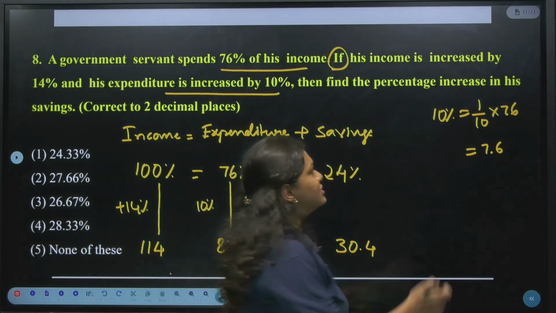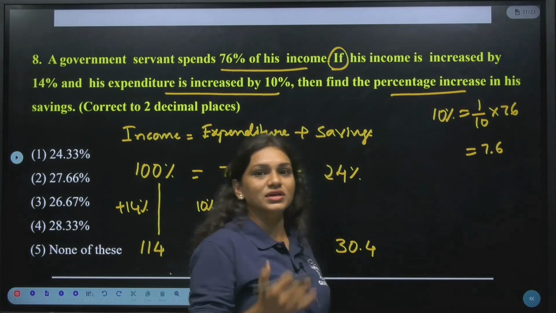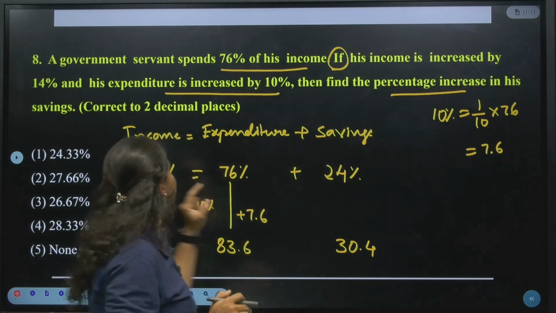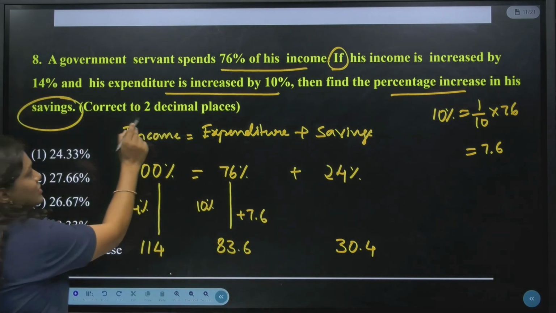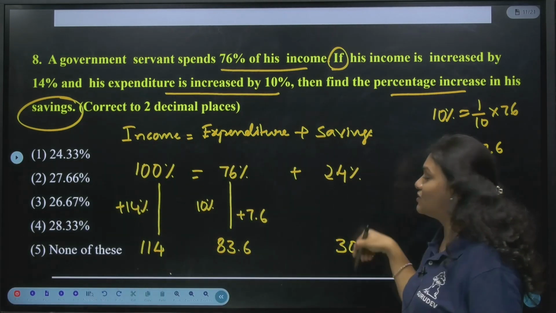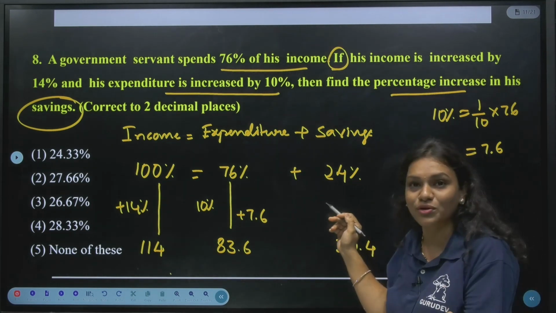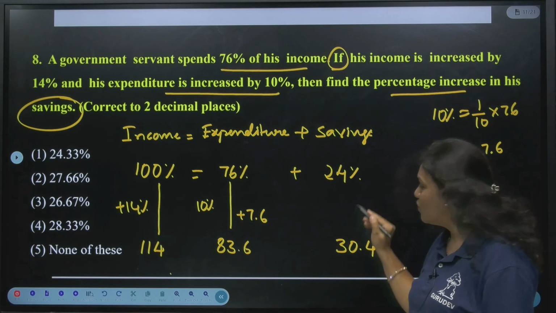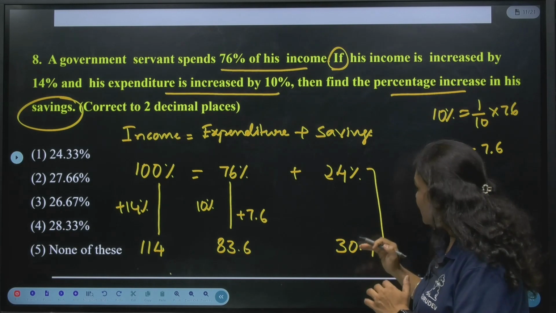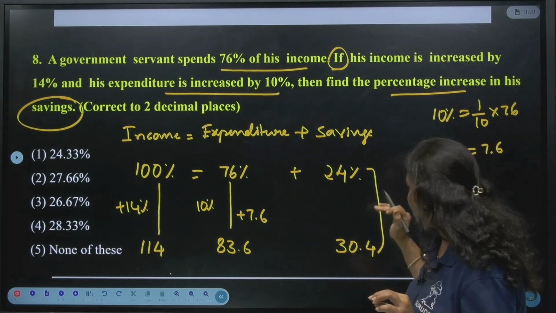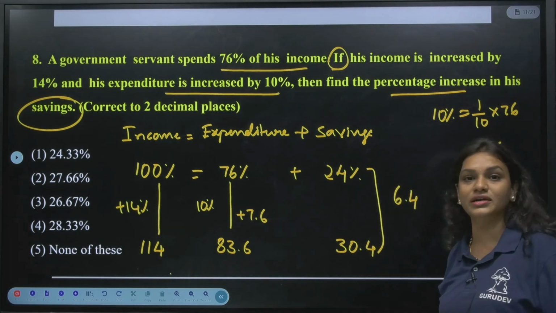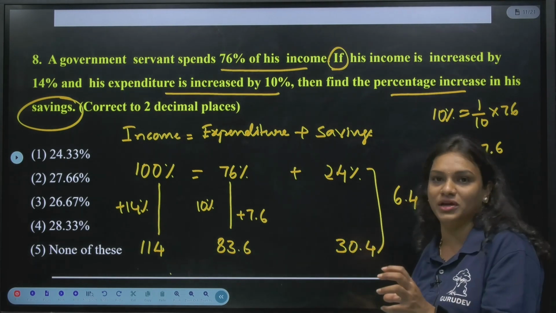Then find the percentage increase. Try to understand, guys. Find the percentage increase, or they may say percentage decrease. Find the percentage increase in his savings, correct to 2 decimal places. So we need to find the percentage increase in savings. Previously they used to save 24 rupees. Now how much are they saving? 30.4. What is the margin of this? So 24 and 30.4, take the margin. 30 minus 24 is 6, so 6.4, isn't it? So what is the margin here? It is 6.4.